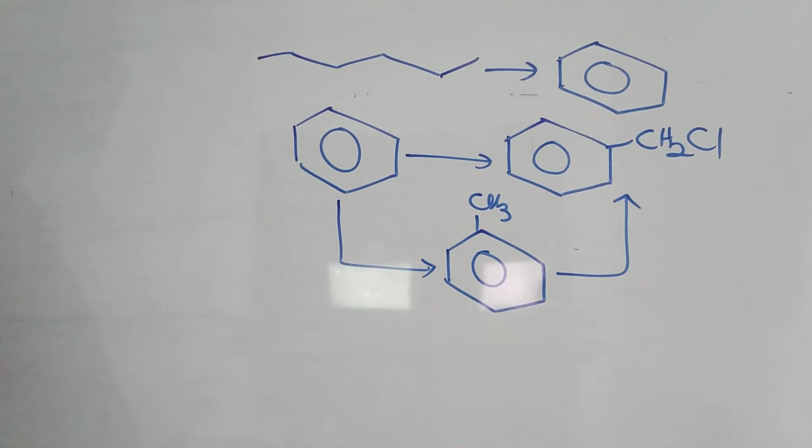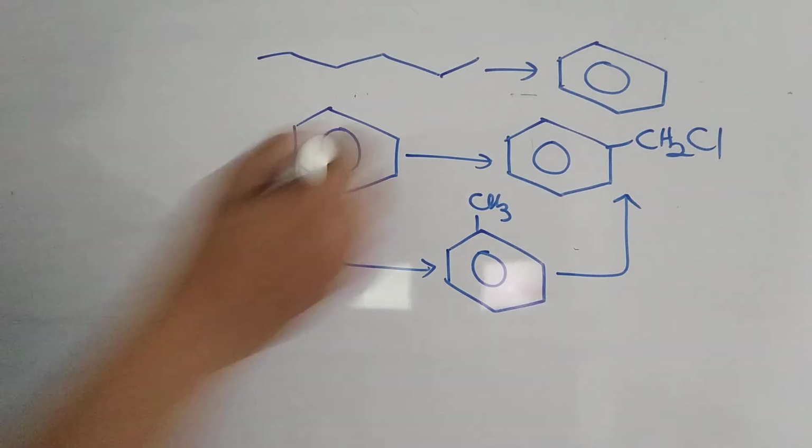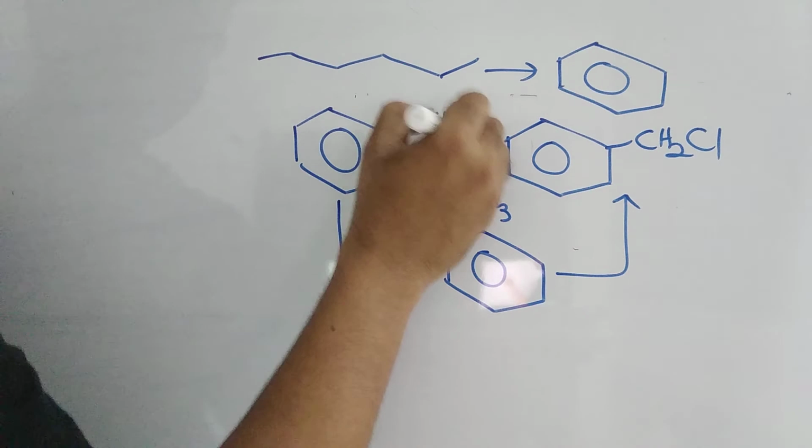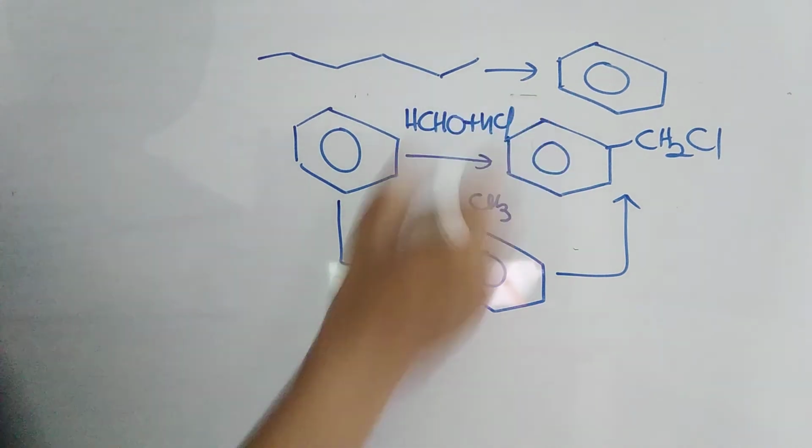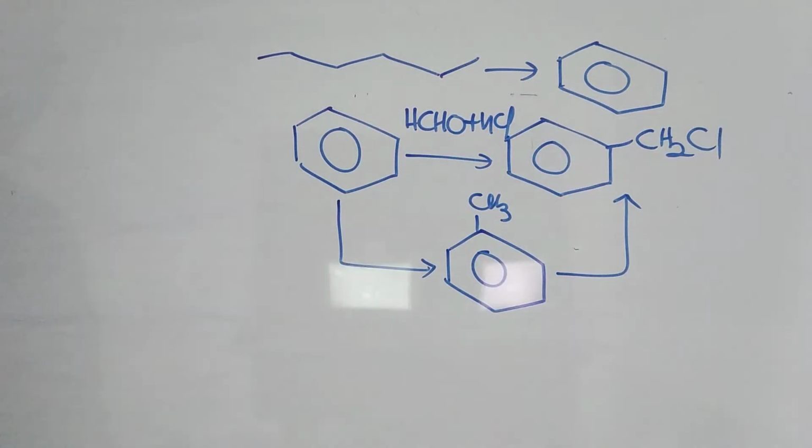Okay. Otherwise, you can use a direct method of preparation. In the direct method, we have benzene and we want to get benzyl chloride. Then you can use formaldehyde and HCl, HCHO and HCl at a time. Then you will get CH2Cl. Direct, only one product.